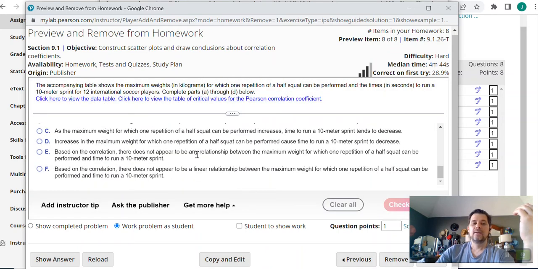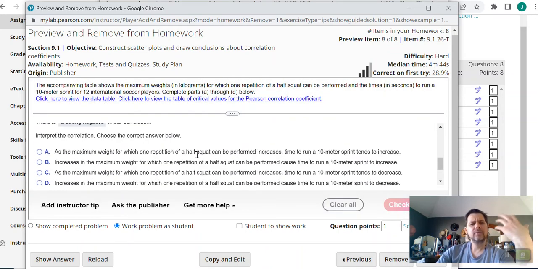All right. Now next, can we put the correlation into words? I guess when I first had the graph up there, I described it. As the weight increases, we saw that the time decreased, right? Okay, so let's see if we can find one that's like that. Time doesn't increase, okay. As the maximum weight for which one rep can be performed increases, time decreases. Okay, I think it's C.